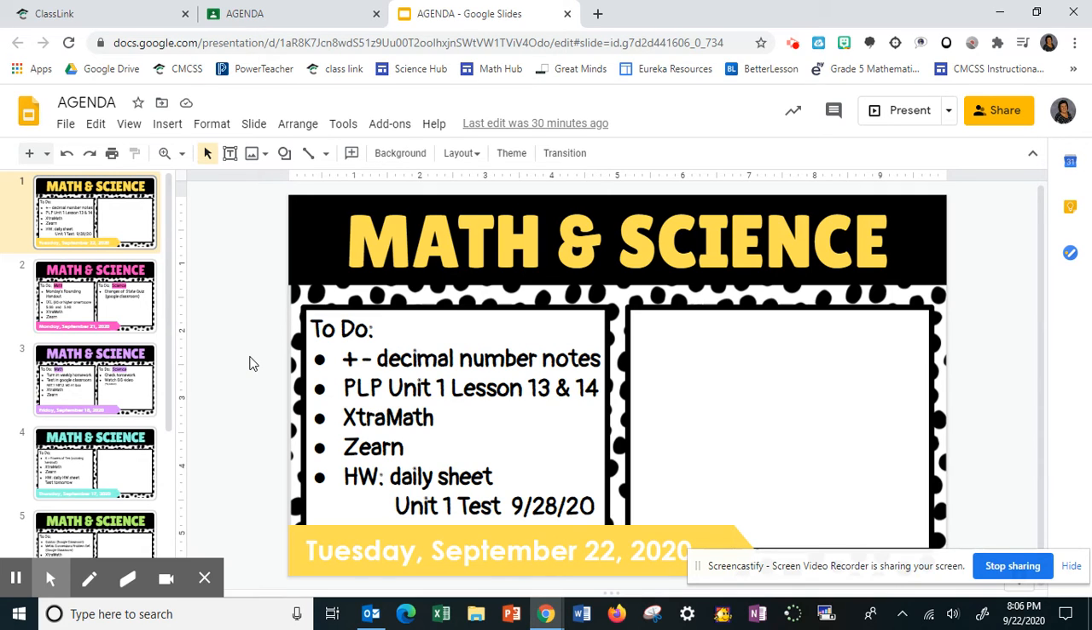This tells you what we did in math today. We took notes over adding and subtracting of decimal numbers. We worked on the PLP Unit 1, Lesson 13 and 14. We then completed our extra math, and for the time left in class that day, we learned and worked in Zern. Our homework for the day was our daily sheet, and then we have a Unit 1 test on Monday, September 28th. In the science block, it is blank because we were unable to get to science this day.